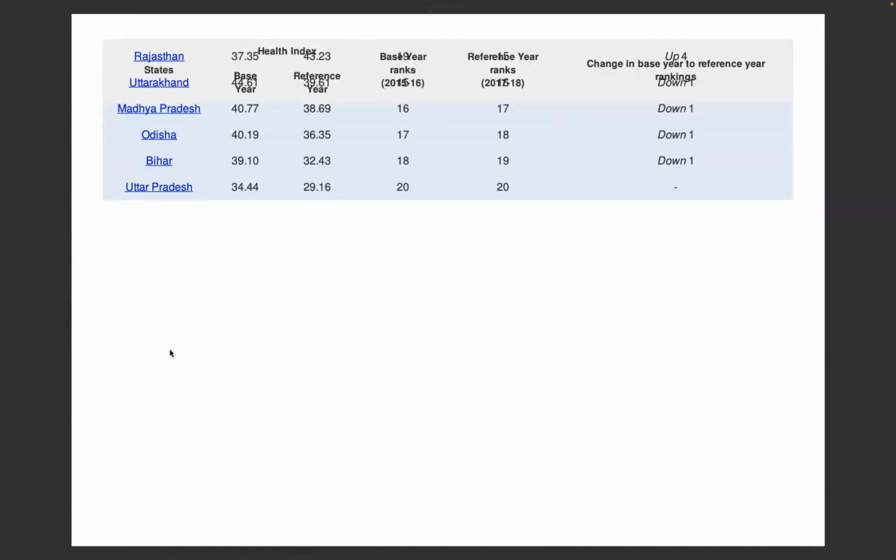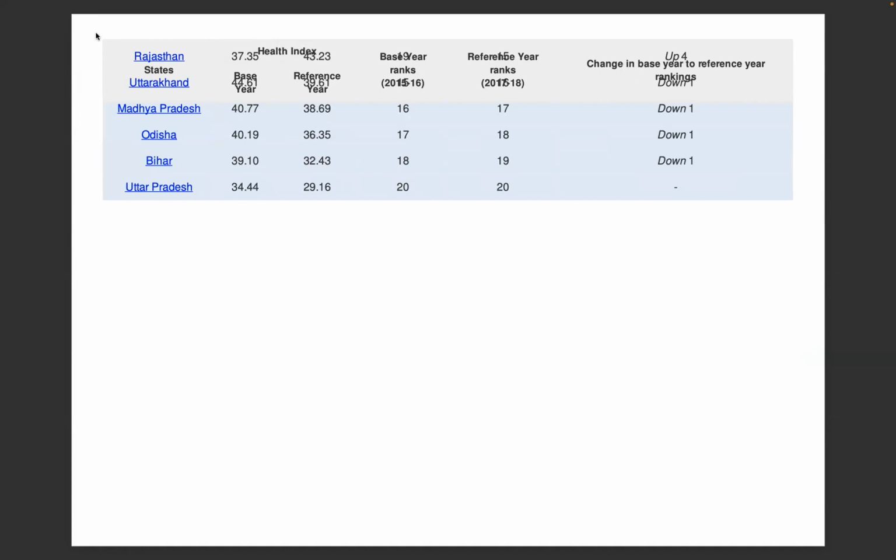Madhya Pradesh 16-17, Odisha 17-18, 18-19, 20-20. This remains at down, and it remains at the same place. Uttar Pradesh, Bihar, 18, 19, 20. Very good states. Close it here.